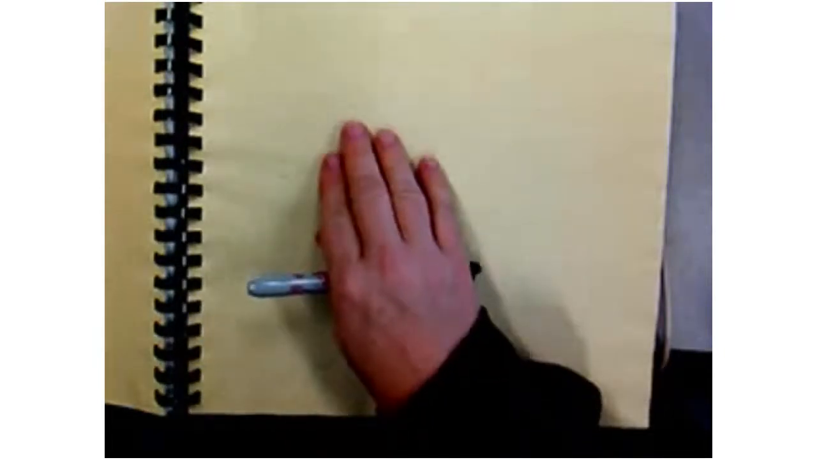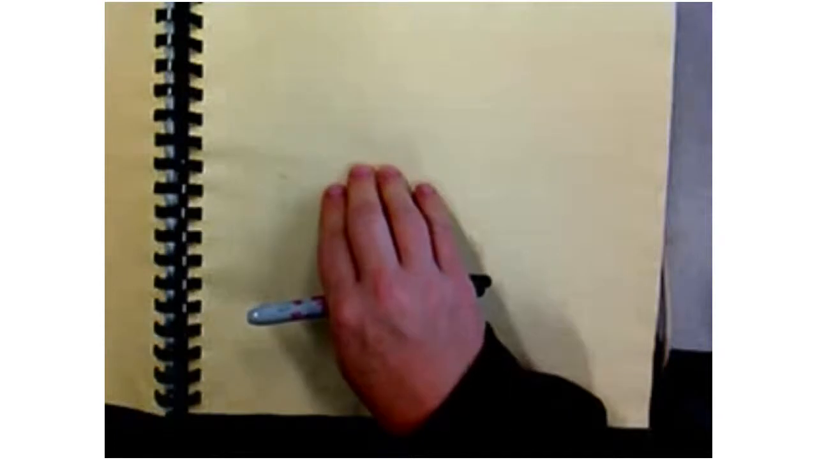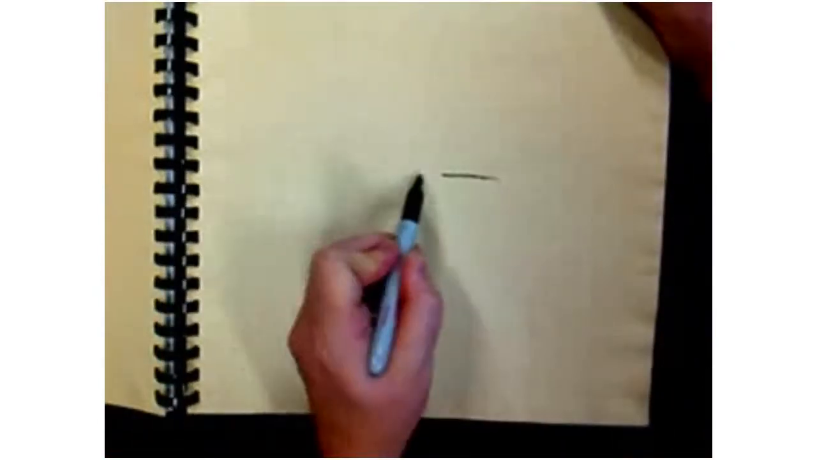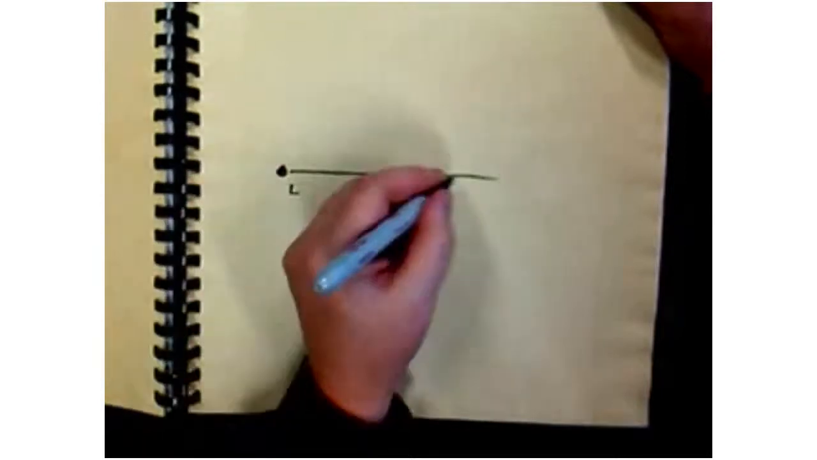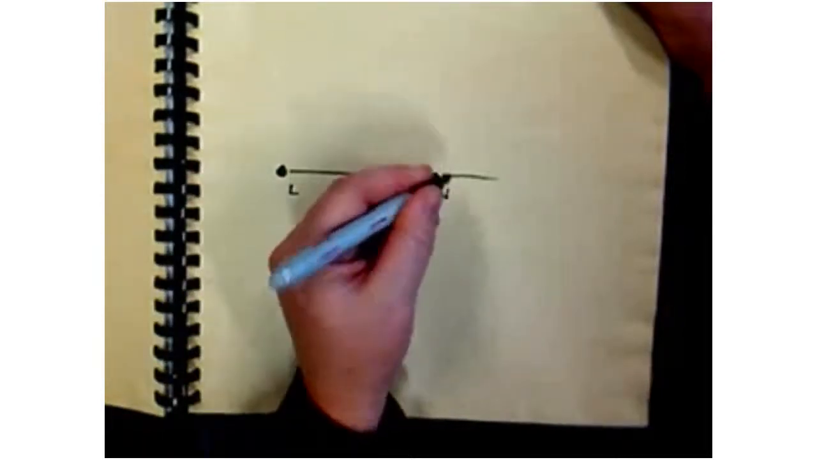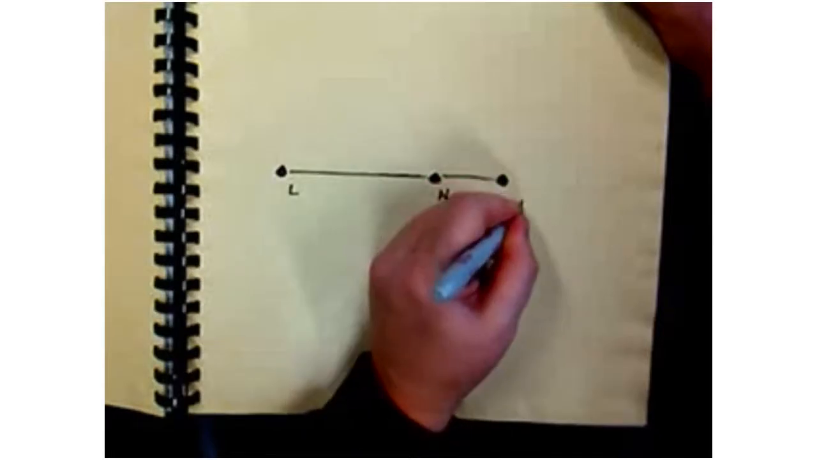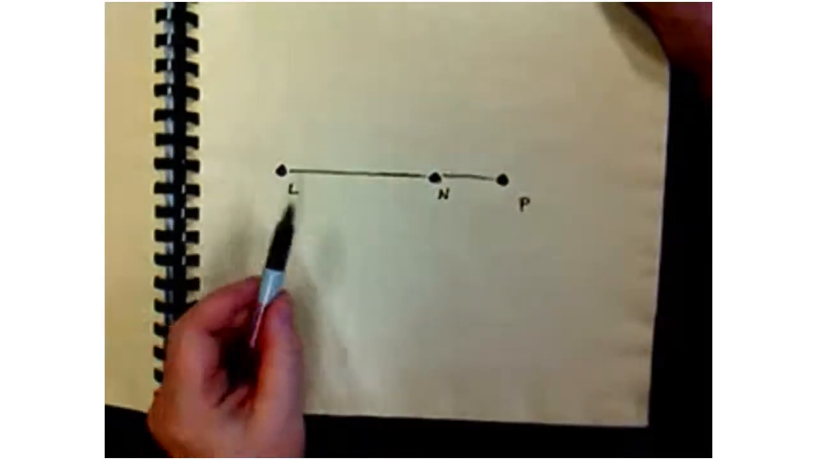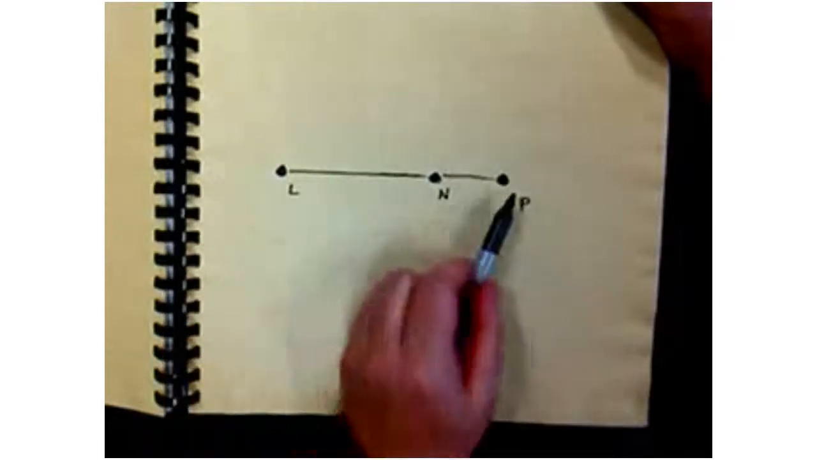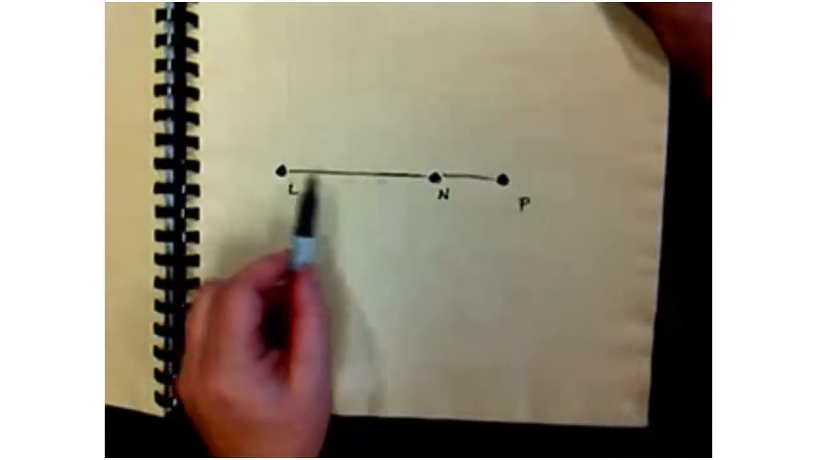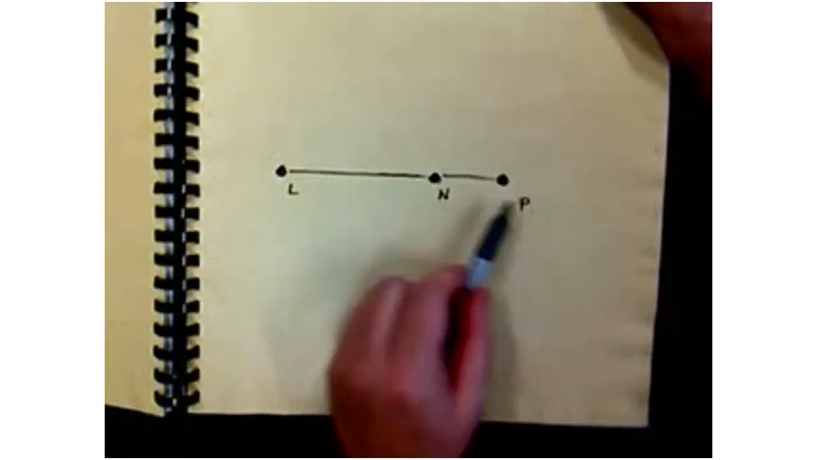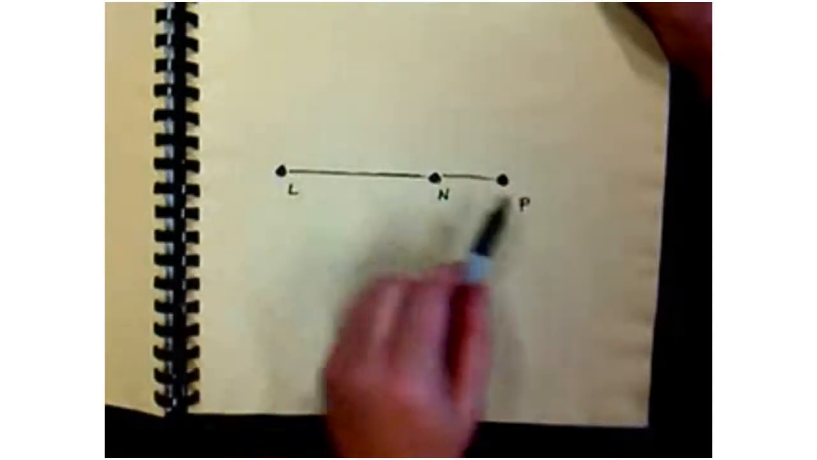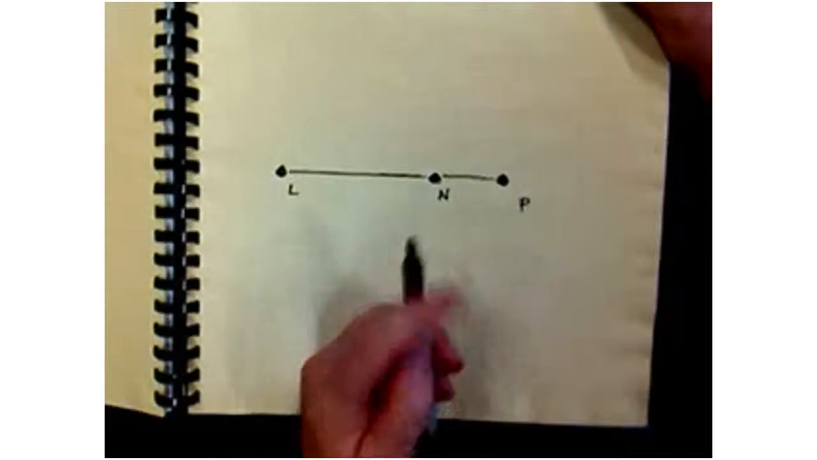So in 7-1, it just says apply inequalities to segments and angle measures. And it gives an example with a line with 3 points, 3 collinear points. You have a point on the left, point L, point in the midst, point N, and a point at the end to the right, point P. And you notice that LP is greater than LN, and LP is greater than NP. It's just reminding you that the entire segment has to be greater than any one of its parts.